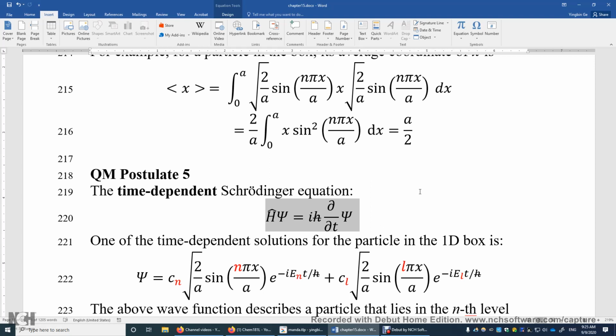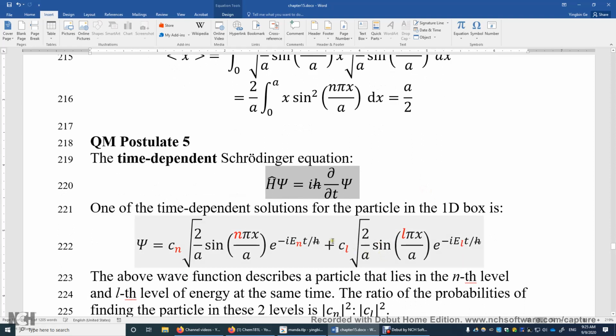So we can propose a time-dependent solution for the time-dependent Schrodinger equation for the particle in the box. It's going to be a linear combination of two different states. Over here, we have sine n pi x over a. Over here, we have sine L pi x over a. It looks strange. You may ask, what's the quantum number of the particle?